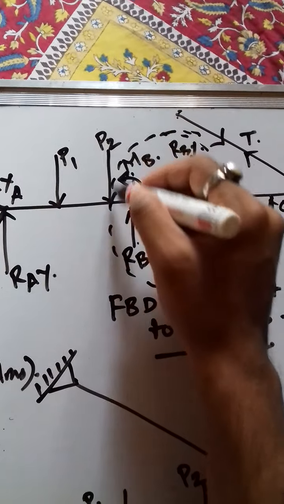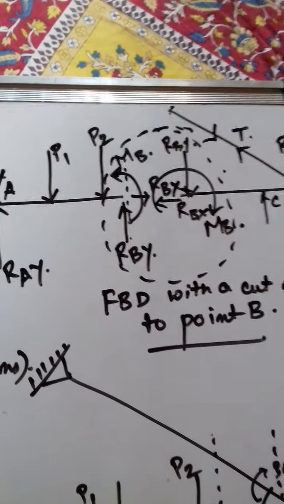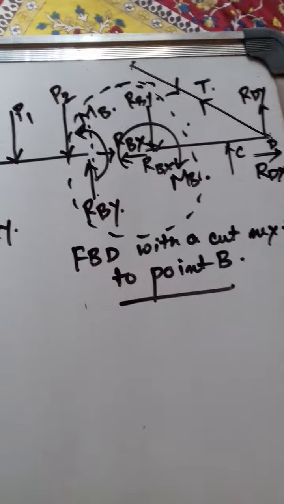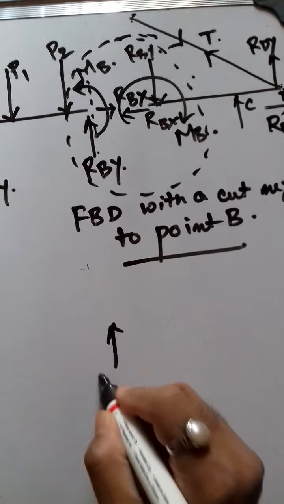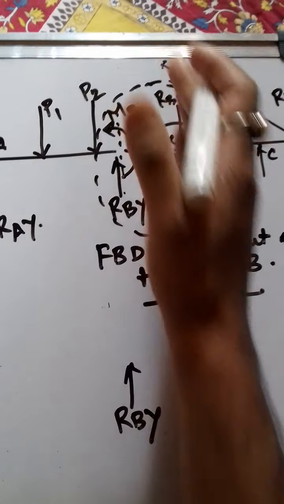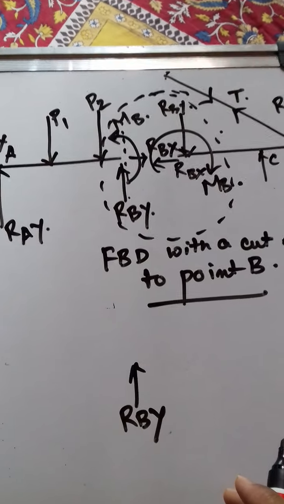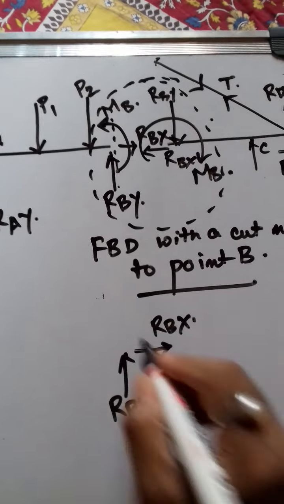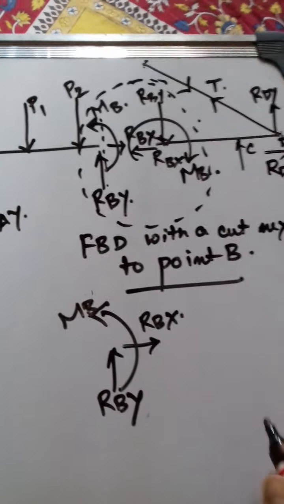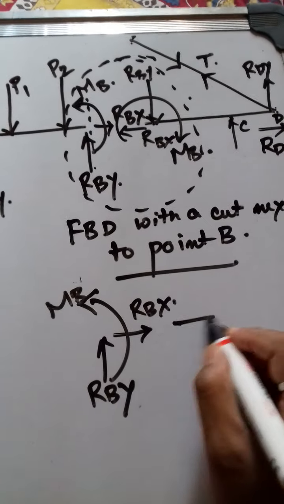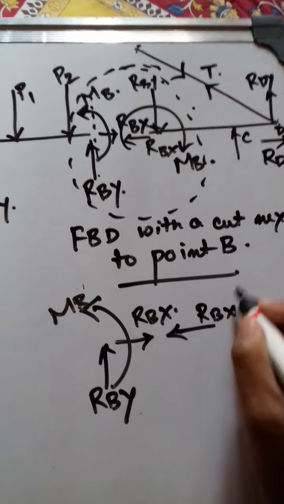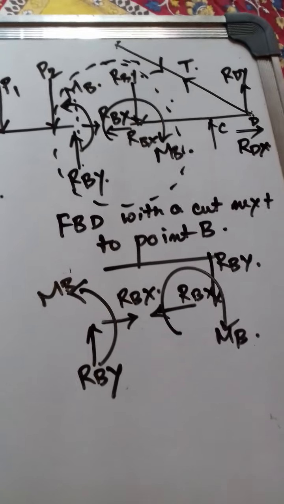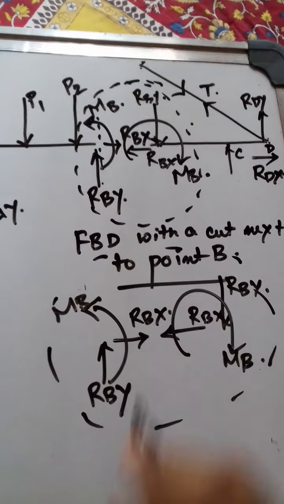This is the point B. So at point B the forces must be in equilibrium. So let me explain once more. At this point it is RBY, because we have cut it, so just take it as a fixed structure. So at fixed we have three equations of equilibrium: RBY, RBX, and moment about B. Since we are cutting this, at this point these forces must be equal and opposite. So this is RBX, RBY, moment in the opposite direction, MB. So this is the point B which is in equilibrium.